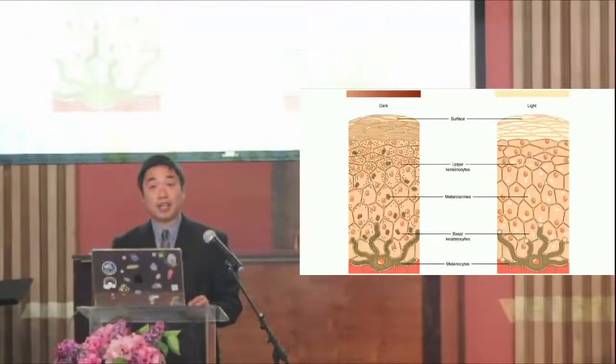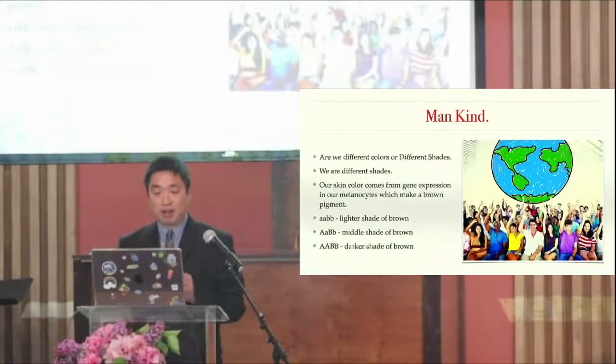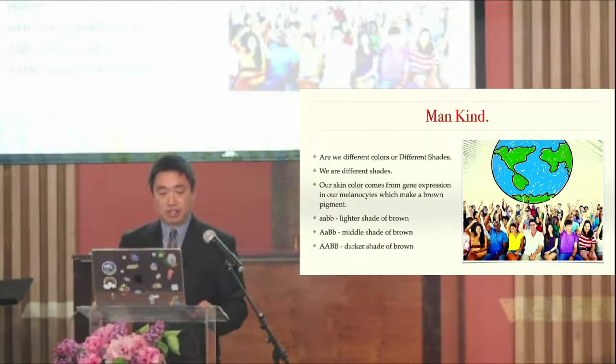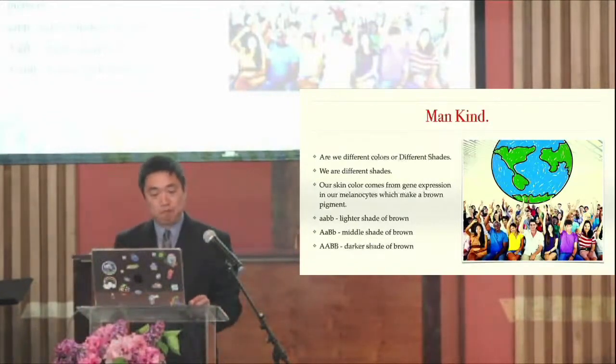In fact, in our skin we have something called melanocytes. They give off, no, they give off brown pigment. Okay, they give off brown pigment. Skin color is an expression of genes, right? And we have several different gene expressions. AABB is a lighter shade of brown. Big A, little B is a middle shade of brown. And big B is a darker shade of brown. And there's tons of combinations of this, right? But the majority of the bell curve in this world is in the middle shade of brown.